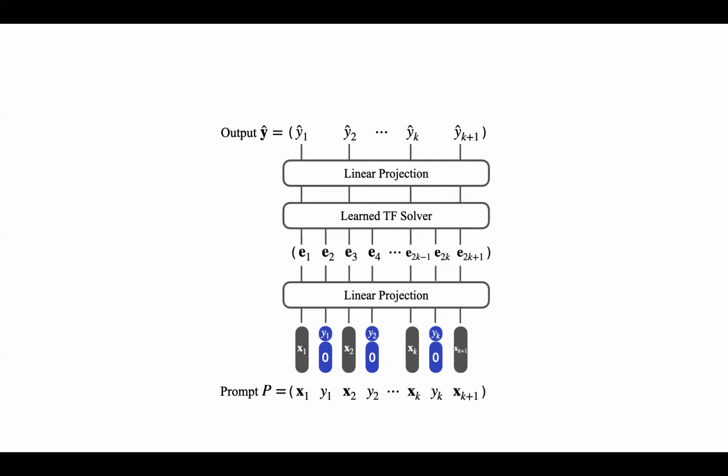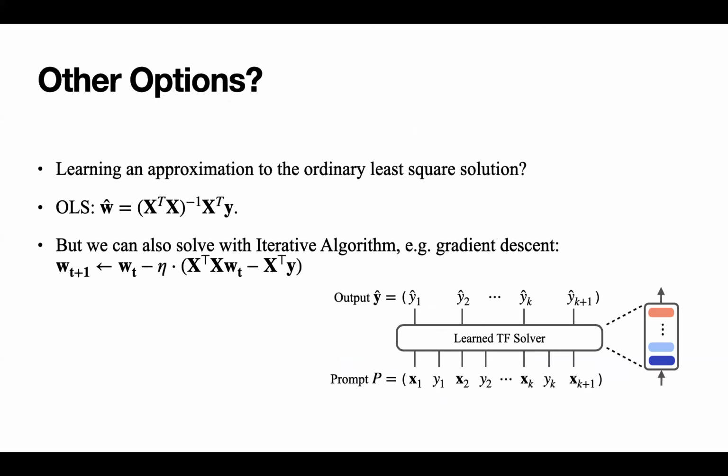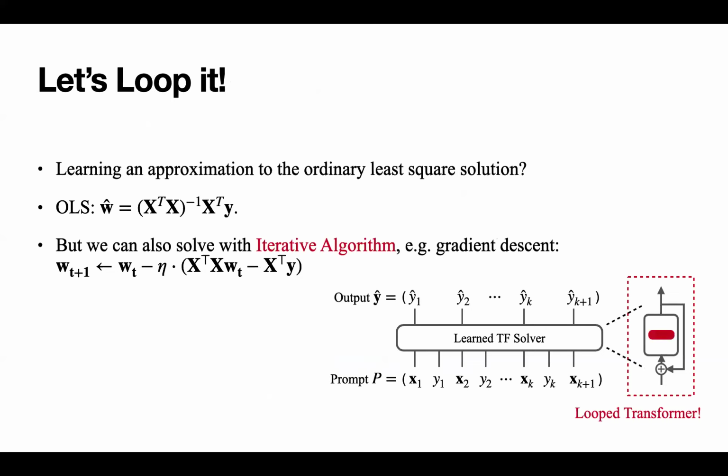Yeah, another question is about your looped transformer. Do you need to define how many times we need to have this loop operation? Yeah, so I will talk about it later. We have a hyperparameter to set the maximum loop iterations during the training.